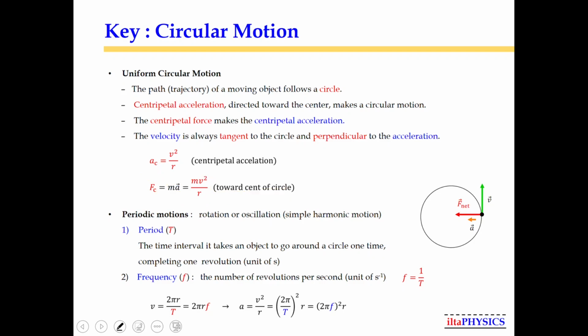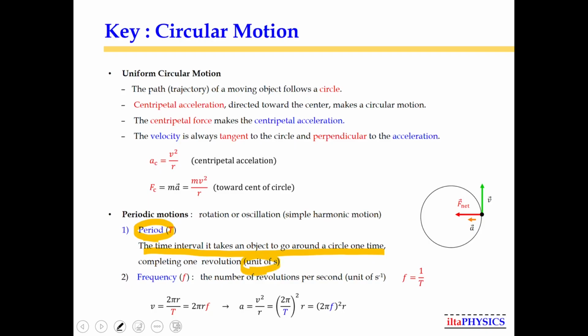Concepts we can't miss in circular motion are period and frequency. Circular motion is a type of simple harmonic motion, just like oscillation, and it is the most representative example of periodic motion. The period in circular motion is defined as the time it takes to complete one full trip around the circular path, and the unit is seconds.